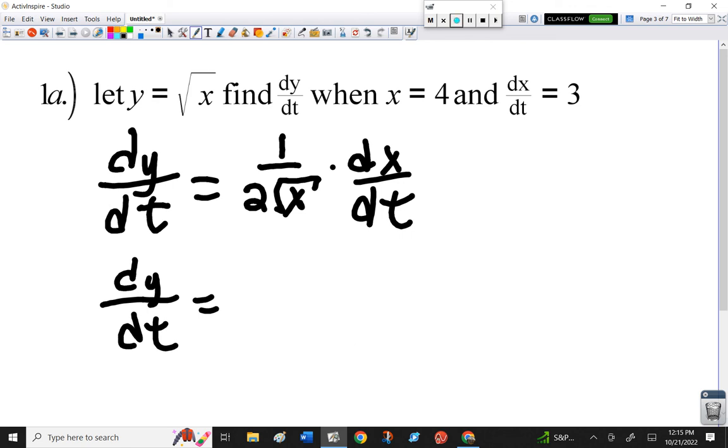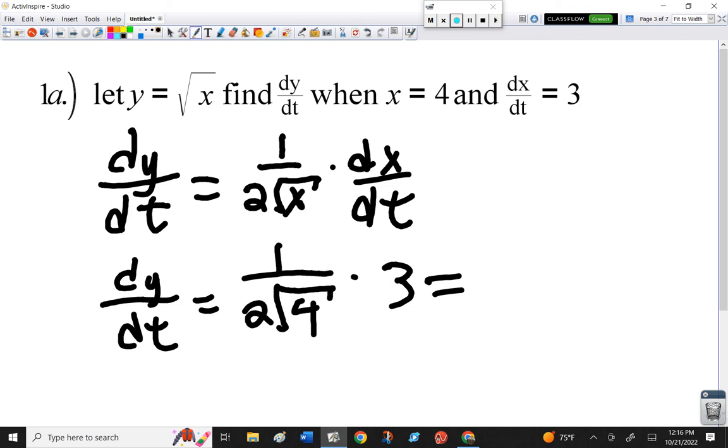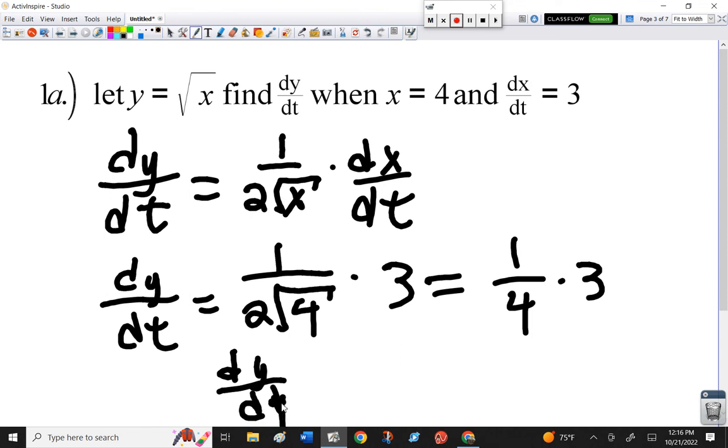So that means they have to give us x. They did. I'm going to put the square root of 4 times dx dt. Well, that's just 3. So using a calculator or whatever, ladies and gentlemen, the square root of 4 is 2. 2 times 2 is 4. And we're going to multiply that times 3. Finally, ladies and gentlemen, dy dt is going to equal 3 over 4, because 1/4 times 3 is 3/4. And that's how you do these problems.